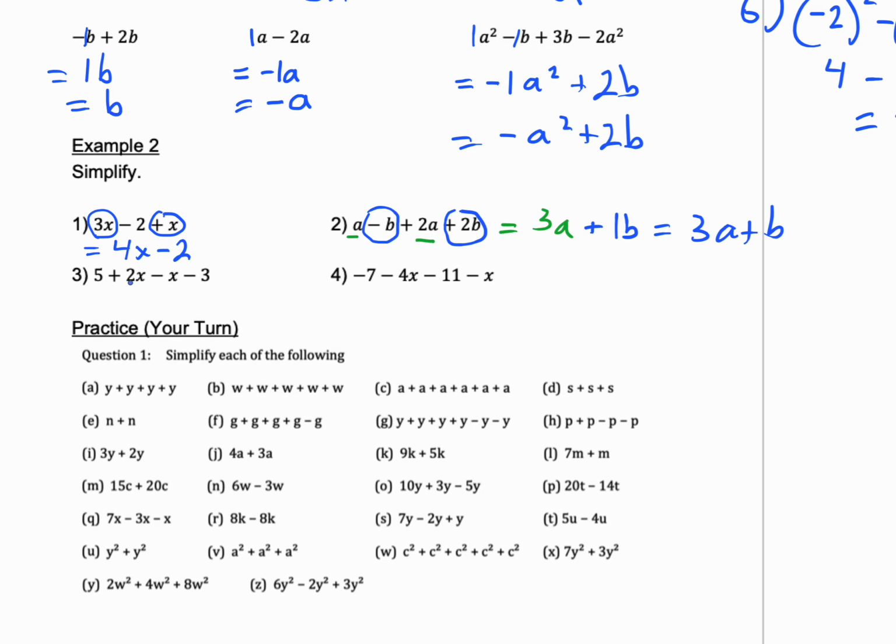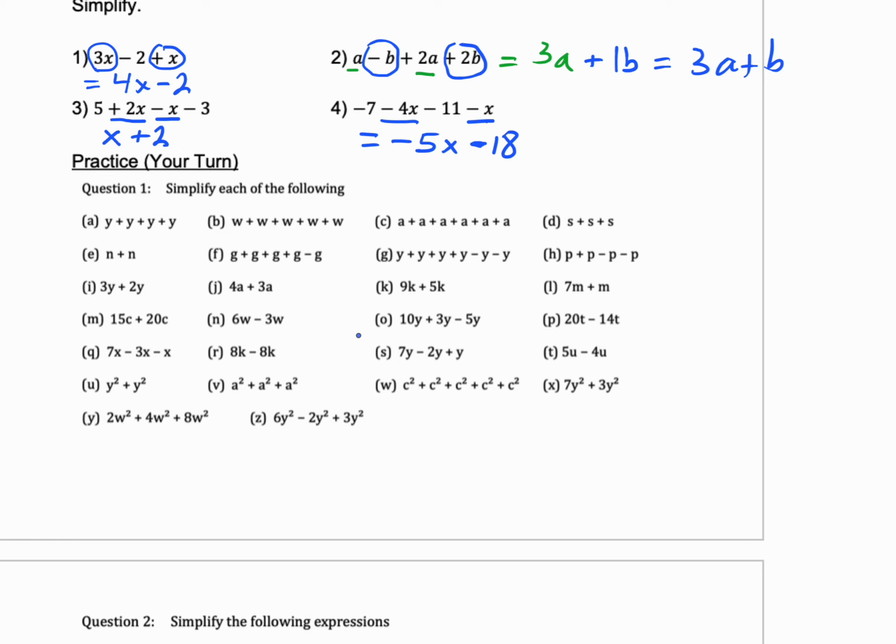Okay, next examples, be careful of negatives. This is positive 2x and a negative x. So that's 2 minus 1 is just 1x. And then this is 5 minus 3, which is 2. So this gives you x plus 2. In this next example, we've got negative 4x and negative x gives you negative 5x. And negative 7 minus 11 is negative 18. Okay.